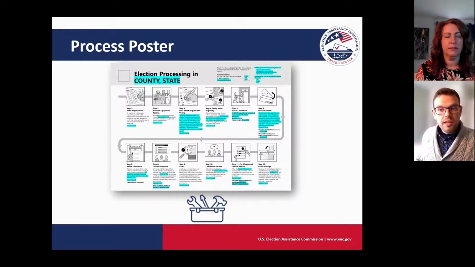The process poster contains 12 steps, and it is intended to provide a broad overview of the election process. There are several ways to use this poster. You can post this information at the entrance to your elections office to provide an overview of the election process to your voters. You can also post this information at the entrance of your facility to provide an overview of the election process to workers or observers. Share this poster on your website or social media feeds.